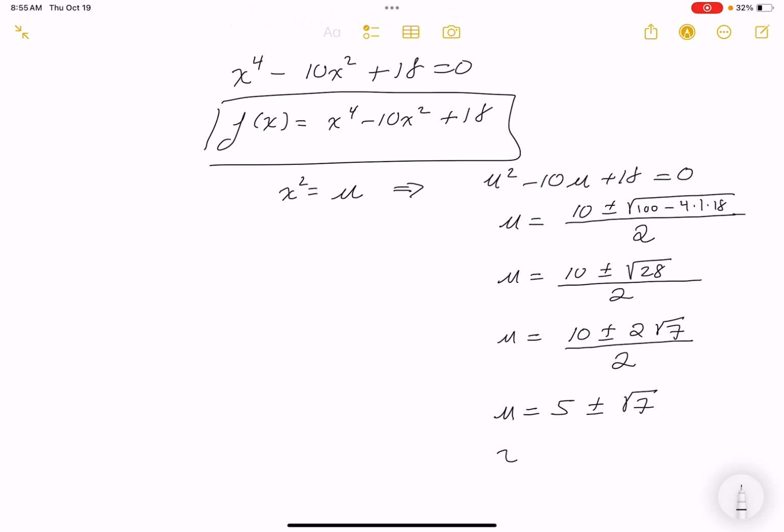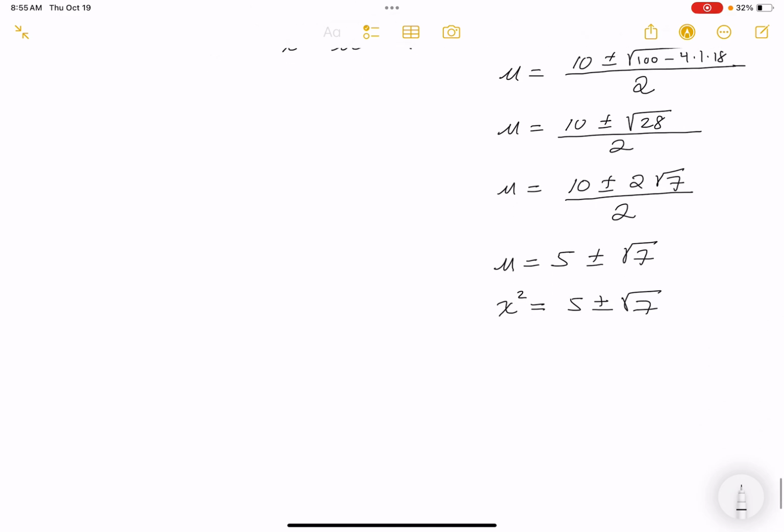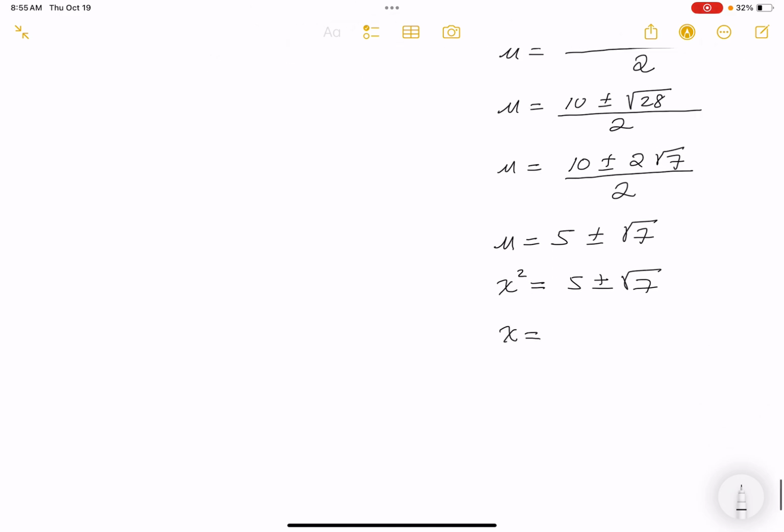What's x going to be equal to? I'll write this down for you. x squared, which is u, will be 5 plus or minus the root of 7. So let's write this over here. x equals, using the square root method, plus or minus the square root of 5 plus or minus root 7. By the way, I want to write down all 4 roots. So the 4 roots are going to be as follows. You're going to have the root of 5 plus root 7. You're going to have the root of 5 minus root 7.